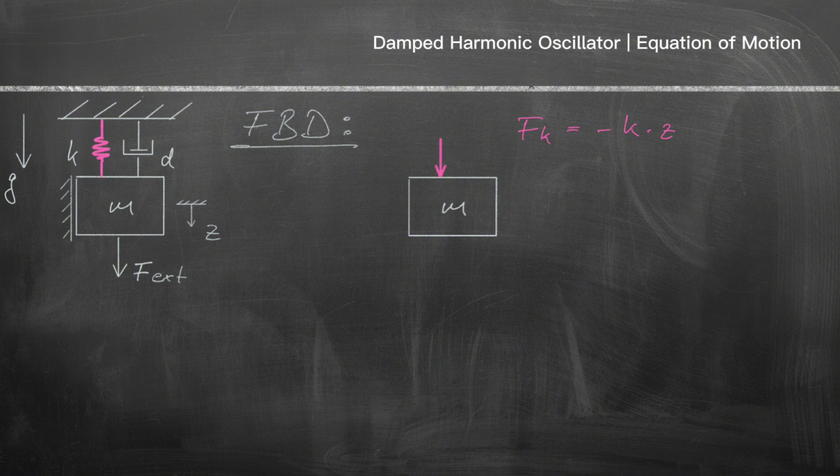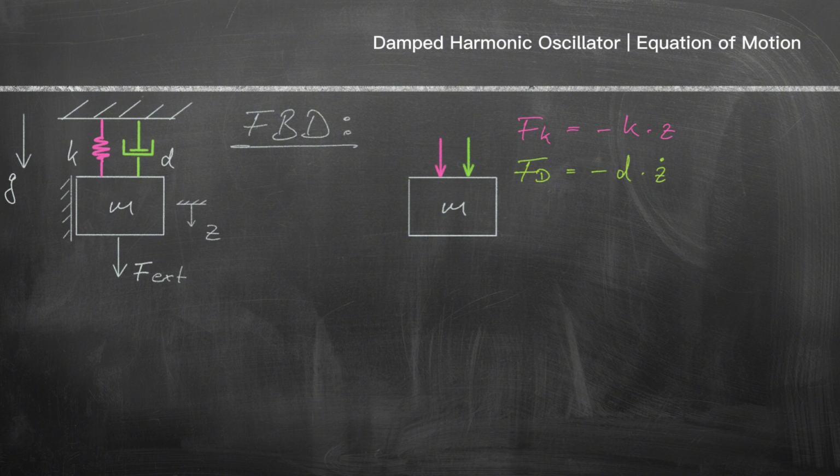We do the same for the damper. The damping force is also drawn in the positive direction, and we consider that if the mass moves downwards with a certain velocity, the damper generates a force proportional to the damping constant d acting upwards. Therefore, this force is also negative.